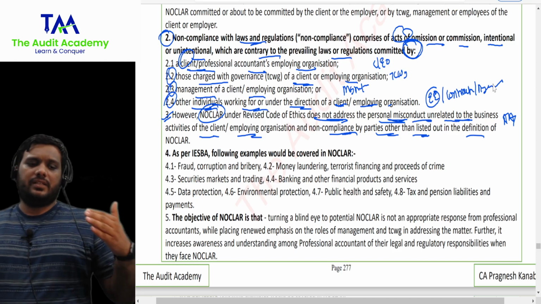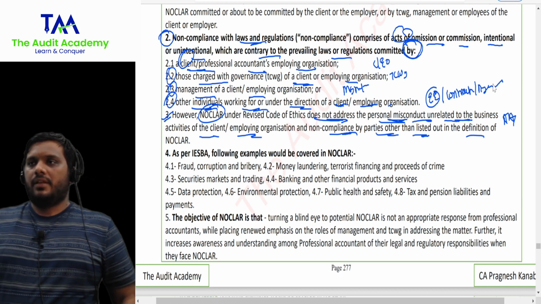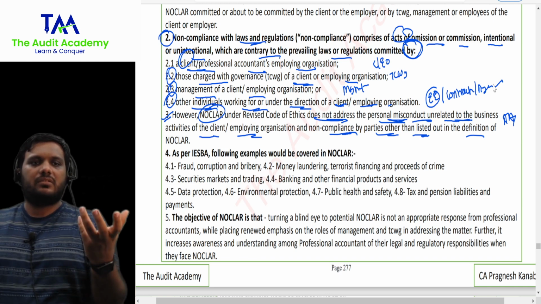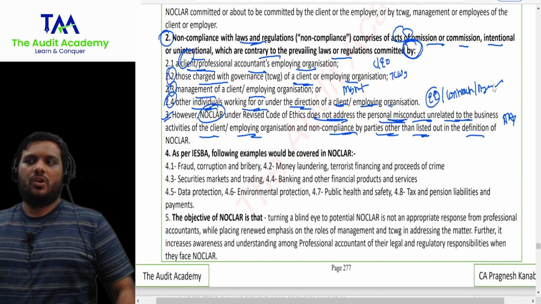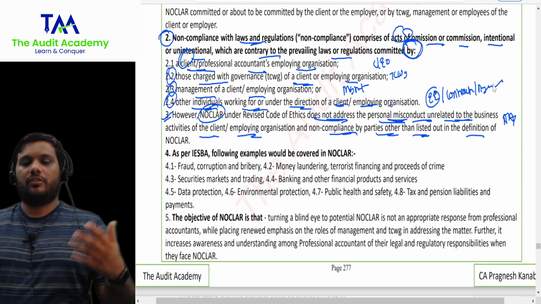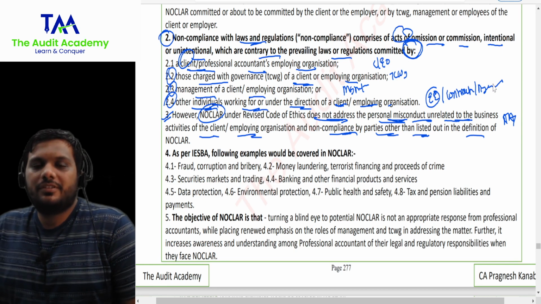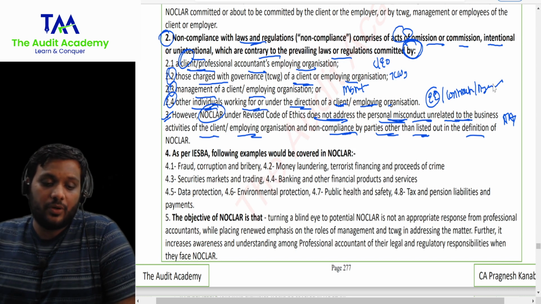Just take an example: you are a member in practice, an auditor, and you see that GST laws have not been complied with, or you are an employee and you see that GST laws have not been complied with. Now both of them, how are you going to deal with that? That needs to be taken into consideration. That is why NOCLAR is important here.